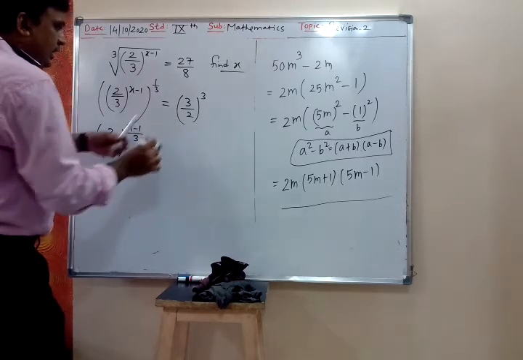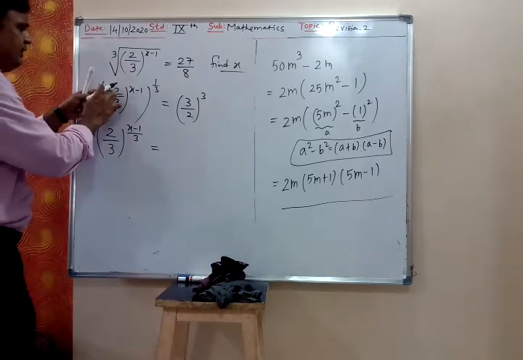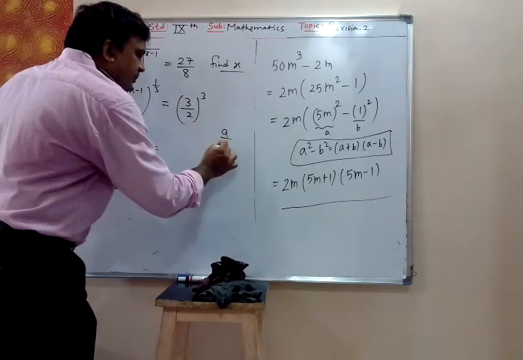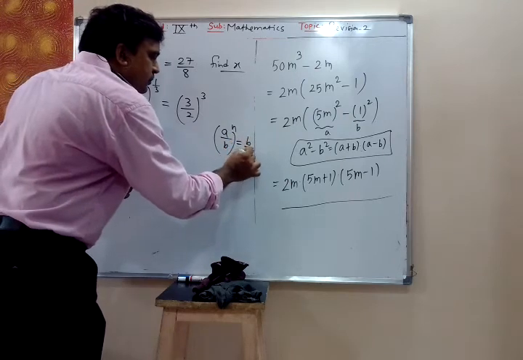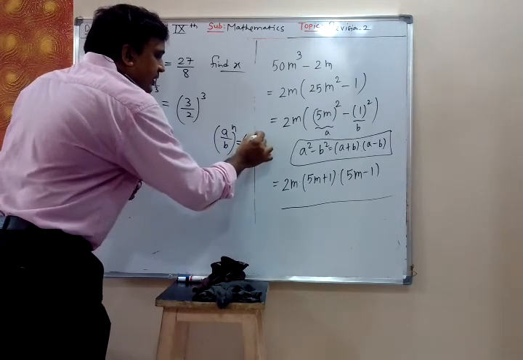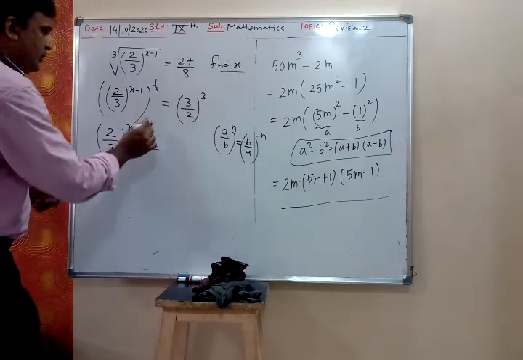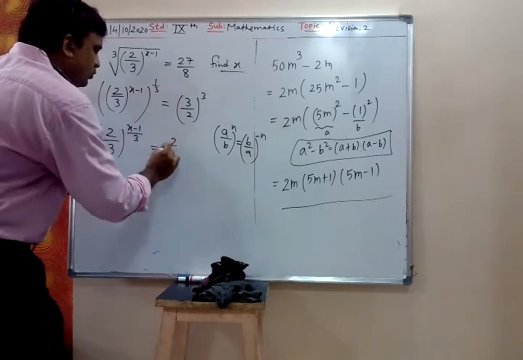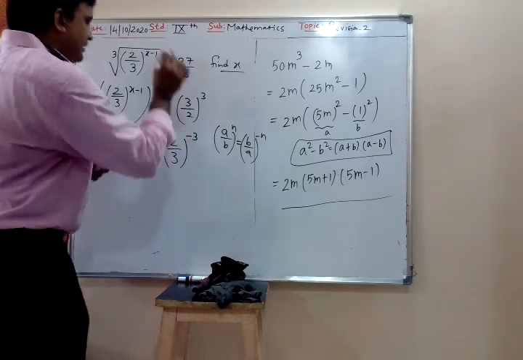Is equal to, now this side we have 2/3 and this side we have 3/2. So you can use the rule that (a/b) raised to n is the same as (b/a) raised to minus n. The power becomes negative when we take the reciprocal. So I can write 2/3, and then the power will become negative. Instead of +3, it will be -3.